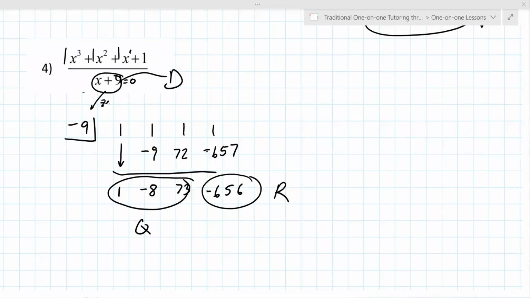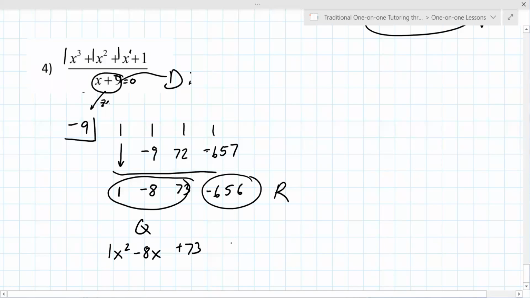So the divisor is -9. No, it's X plus 9. Oh, okay. Yeah, so the quotient here, and this is where it's a little bit harder. This 1 went with X cubed. So this 1 down here goes with X squared. So it's 1X squared minus 8X plus 73. Because they go down by 1 degree.